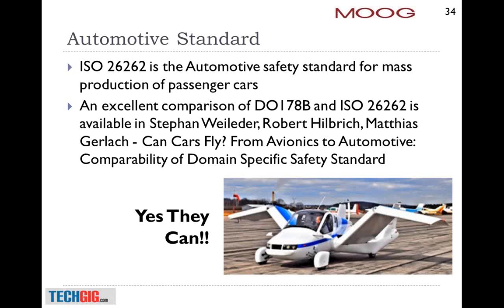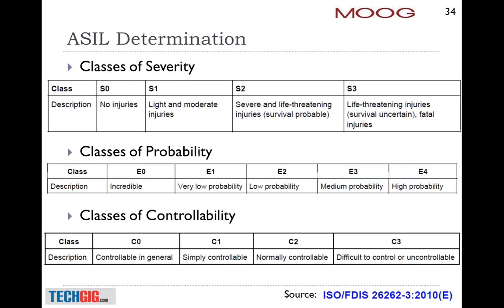In the automotive domain, you have the ISO 26262. And a beautiful comparison is given in this particular paper. It's available in Google. If you search for it, you'll get that. A very well written paper which says, can cars fly? Okay, and actually they can. So there is a car which can actually fly. It is half aeroplane and half car. But the standard is pretty much applicable.